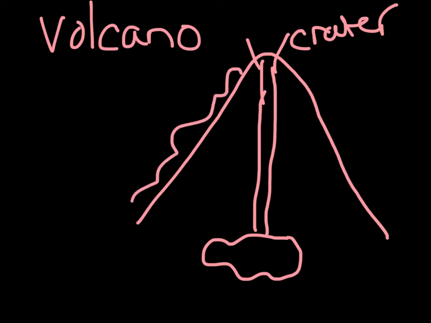Flowing down after an eruption would be the lava. Remember the difference between lava and magma. Lava is outside of the earth. Magma is on the inside of earth.